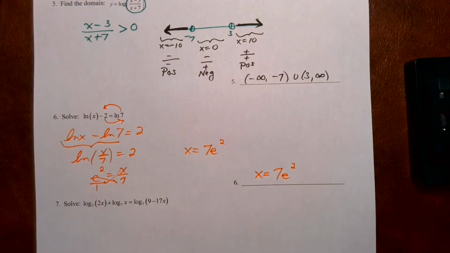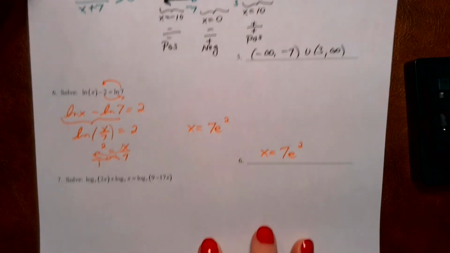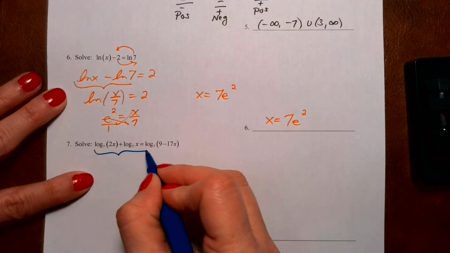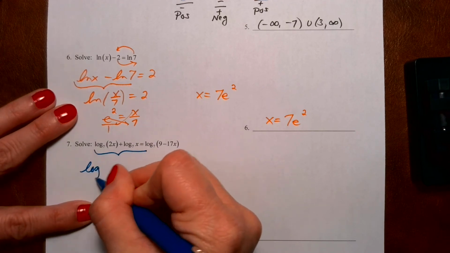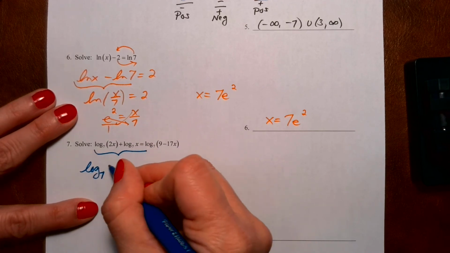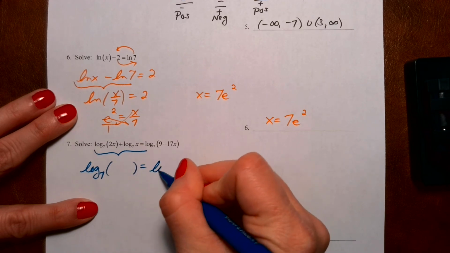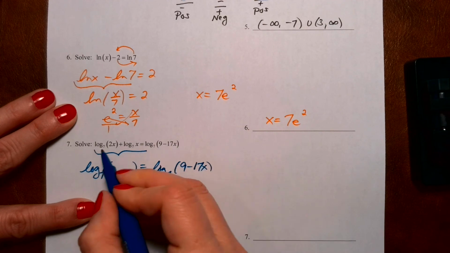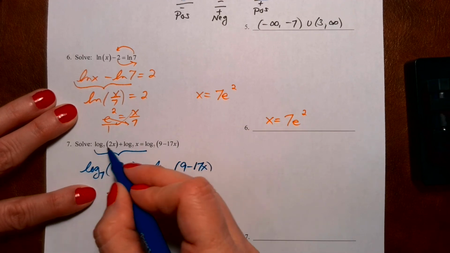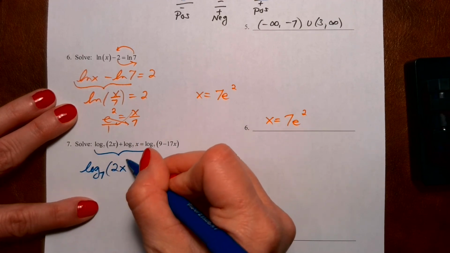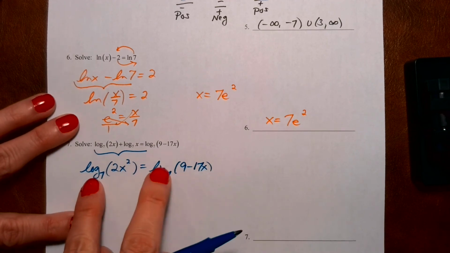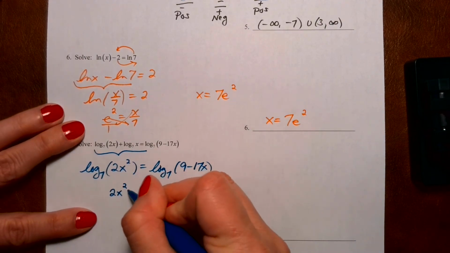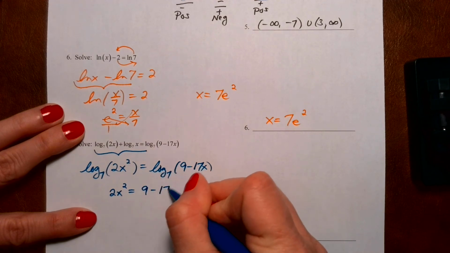And the last one. I noticed that there are 3 logs. The first thing I'm going to do is combine 2 logs. I can combine 2 logs into 1 log. Okay, on the right hand side, I'm just going to leave him for a second. And what do you do with the arguments? When the logs are added, I multiply them. Now I've got log equals log, 7 equals 7, so argument equals argument.